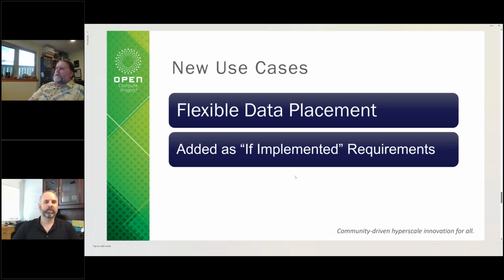So around new use cases, specifically, we've added a flexible data placement requirement section. And really what that's done is this is the first time we've ever done this. We'll probably be doing more of this in the future with if-implemented requirements. So things like FDP, ZNS, other future use cases. So not necessarily that this will be one that all across the board has to be implemented, but for certain use cases and certain supplier bases, those will need to be implemented in the way that we specify here in these if-implemented requirements.